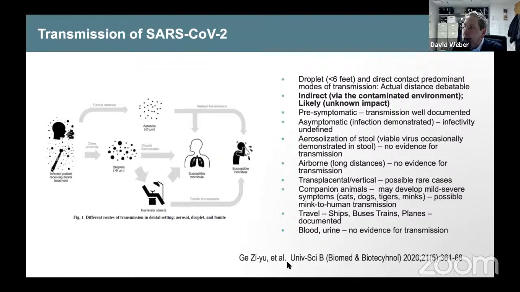People can transmit while symptomatic, in the few days before they become symptomatic, and 40% of people are asymptomatic and can transmit as well. Rare cases of mother to child, companion animals can become infected, and sometimes there have been deaths among dogs. Animal to human transmission, well described from mink to humans at the moment. Travel related cases, many outbreaks on ships, buses, trains, and others. No evidence of transmission by blood or urine.